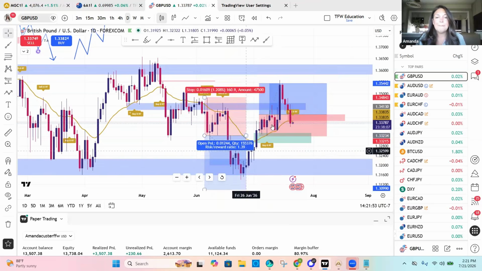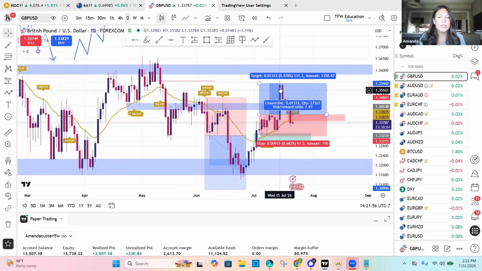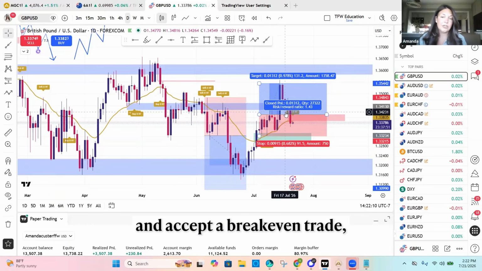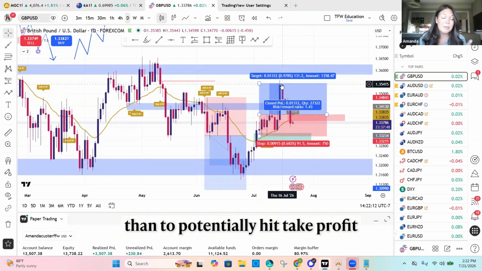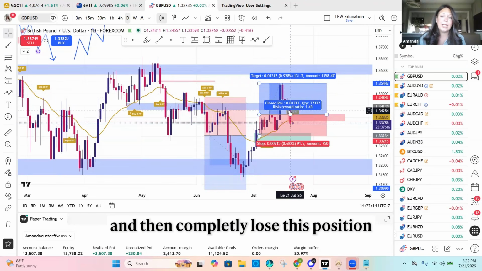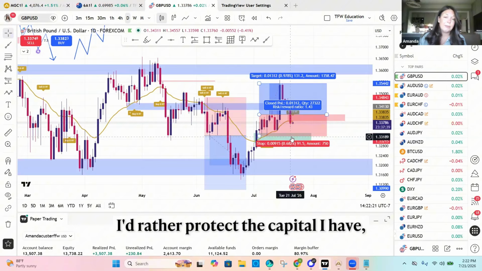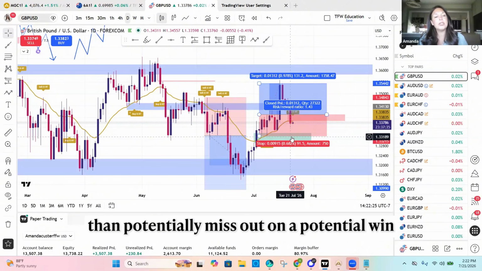It didn't quite make it to our take profit. It was almost there, and the next candle just dropped massively down. And I said, look, if it doesn't want to make it all the way to your take profit, it's better to move to break even at this point and accept a break even trade than to potentially almost be at take profit and then completely lose this position. That's a really difficult thing for me personally. I would rather protect the capital I have than potentially just miss out on a potential win, right?